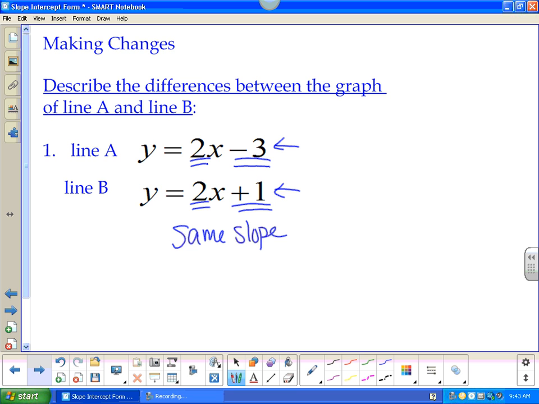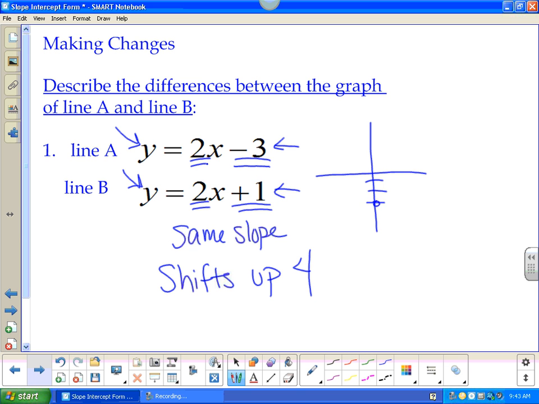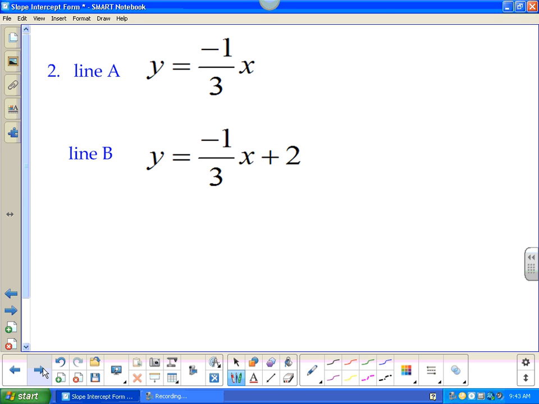So if we started at this line, how is this line different? It shifts up 4. Now where did I get the 4 from? Well, if my y-intercept is starting at negative 3, but then this one, the y-intercept is a 1, I'm shifting up 4. Starting at negative 3, and then the next line is going to start at a positive 1. So that's a shift up 4.